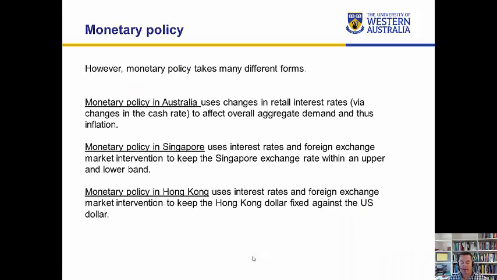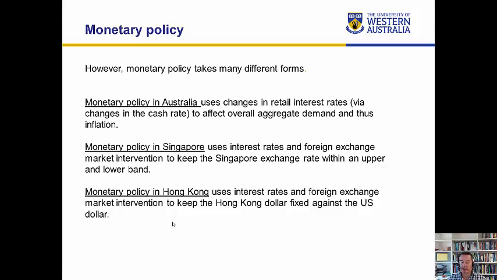So just a bit of a preview though before you go away and start reading up on monetary policy in Australia and monetary policy in Singapore and monetary policy in Hong Kong. I want to give you a bit of an overview, but before I do that, monetary policy in Hong Kong, we won't be doing too much work on that in this topic because monetary policy in Hong Kong involves keeping the Hong Kong dollar fixed against the US dollar. So we're going to leave our discussion of monetary policy in Hong Kong until we get to the exchange rate topic in a couple of weeks' time.